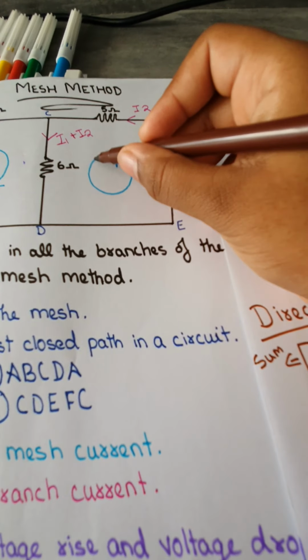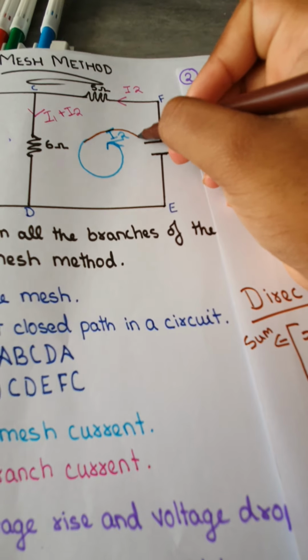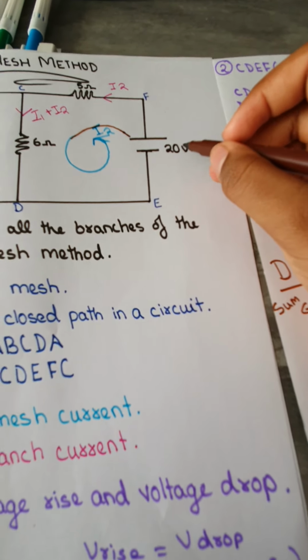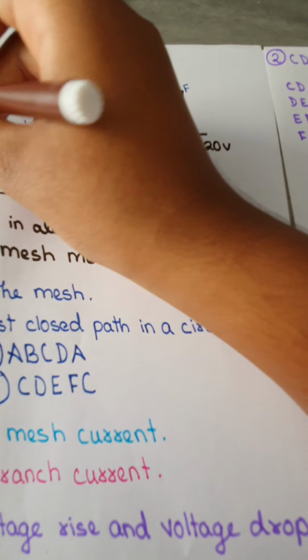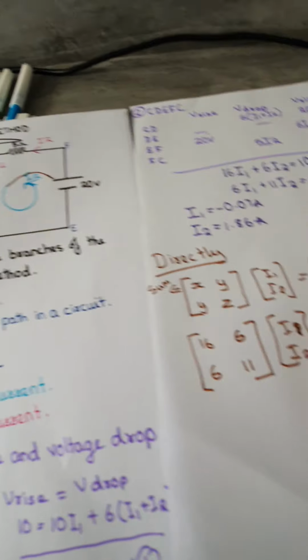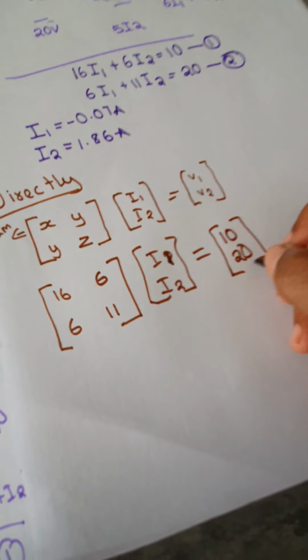In here also, if you extend this and look here, it starts to flow from positive, and here it's 20, so it's flowing from positive. Here also it's flowing from positive. You see, it flows from positive. So here it's positive 20.